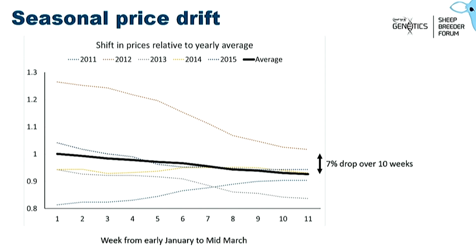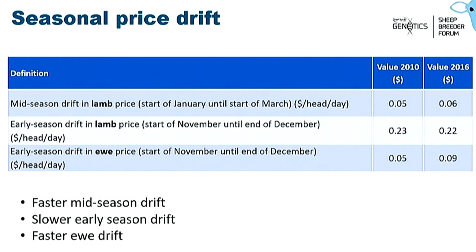And so when we did exactly that analysis in 2010, we saw that we lose about 5 cents per head per day through that period. That was say 2005 to 2010. Now, if we look from 2011 to 2016, we get a slightly bigger average drop. So that just increases the value of growth rate a wee bit.